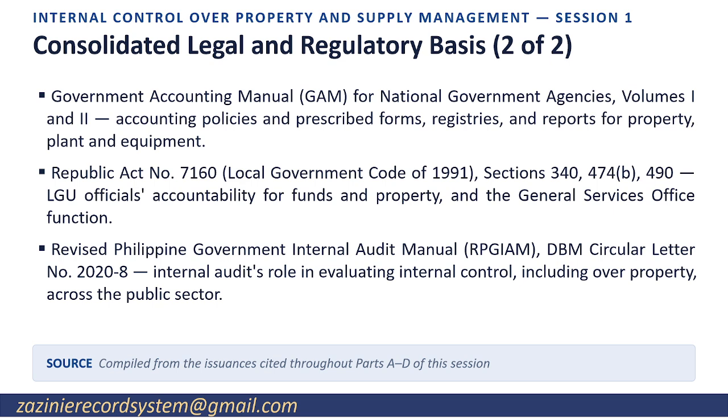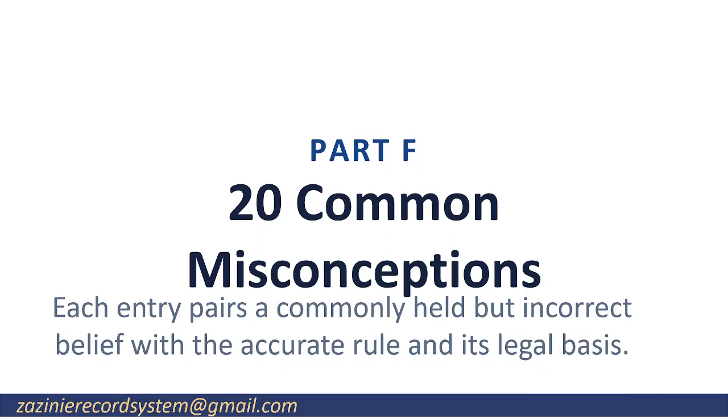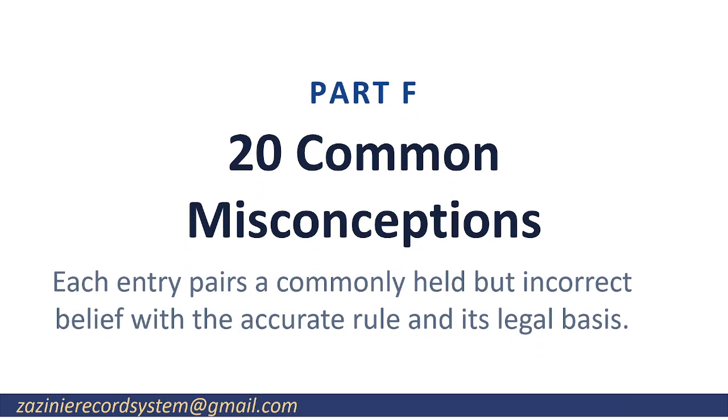Next slide. Part F, 20 Common Misconceptions. Each entry pairs a commonly held but incorrect belief with the accurate rule and its legal basis. This part tests your understanding by presenting 20 commonly held but incorrect beliefs about internal control over property, each paired with the accurate rule. Next slide.